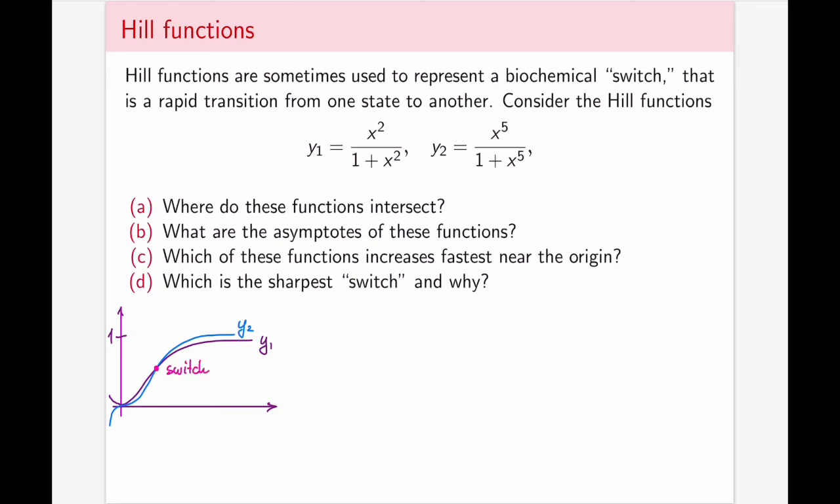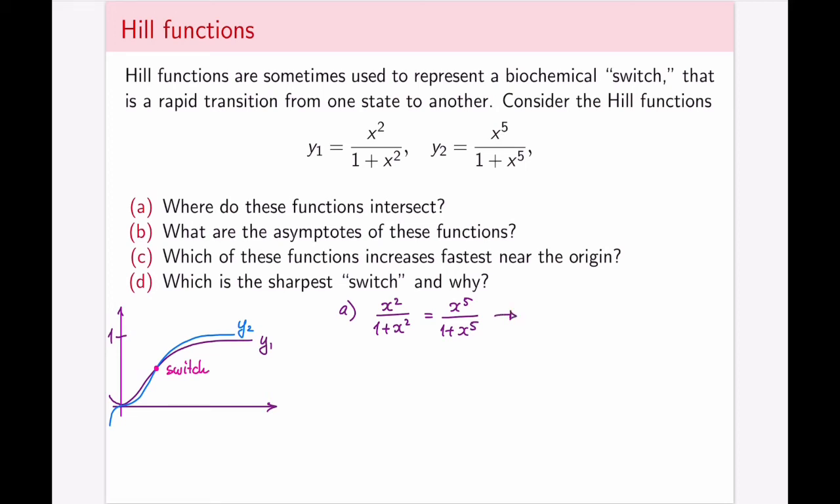First part of the question asks precisely that. Where do these functions intersect? Again, they might actually intersect on the other side too. I'm much less interested in that. Here, though, it's also pretty clear that they won't, if they continue behaving in the way that we've indicated near the origin. In order for us to find where they intersect, we have to set them equal to each other. So x squared over 1 plus x squared has to equal x to the fifth over 1 plus x to the fifth. And this is the equation we now have to solve.